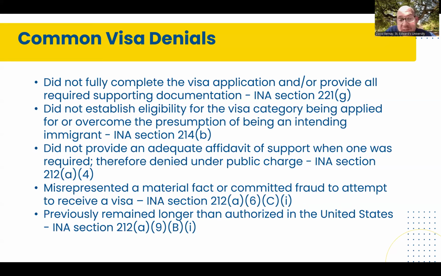Perhaps you misrepresented yourself. The most common reason for denial, however, is the denial for intent to remain in the U.S. And so I think that's 214B. The second one listed here, did not establish eligibility for the visa and presumption of being an intended immigrant. So that's the one that we're really actively trying to persuade the officer that's not the case. We do not intend to emigrate. We are going to go back to our home country at the conclusion of our studies. Okay, so these are the common denials.